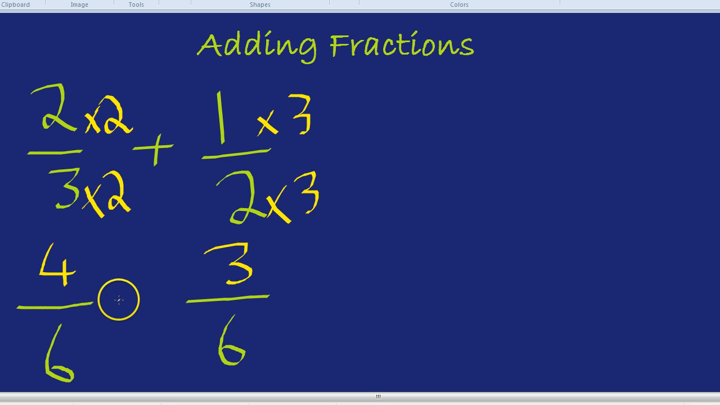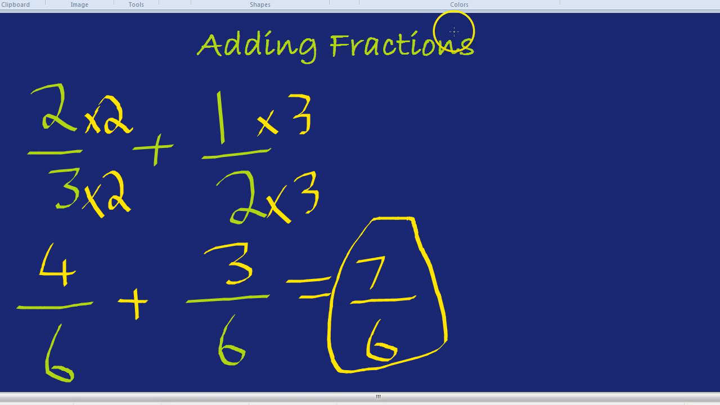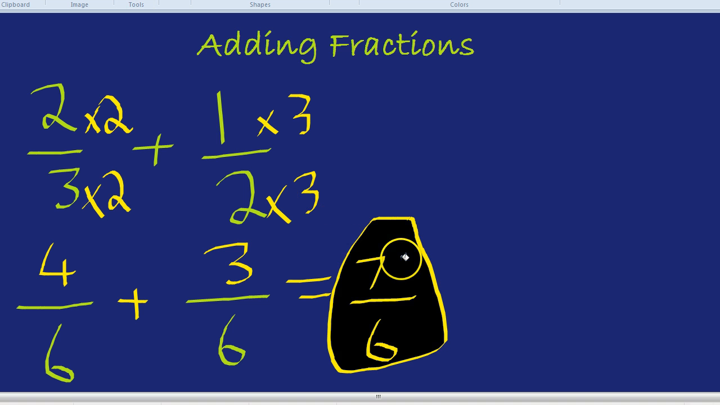So now we have 4/6 plus 3/6, and you don't even need to add the bottom line. That stays the same. You just have 4 plus 3, which is 7. To cut a long story short, 2/3 plus 1/2 is 7 over 6. Bingo. Let's even highlight that. There we go. Ooh, nice.